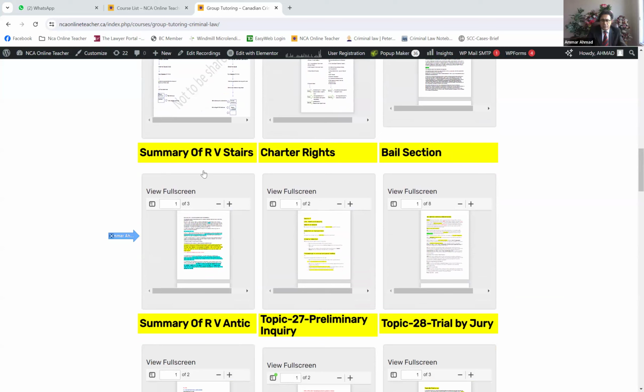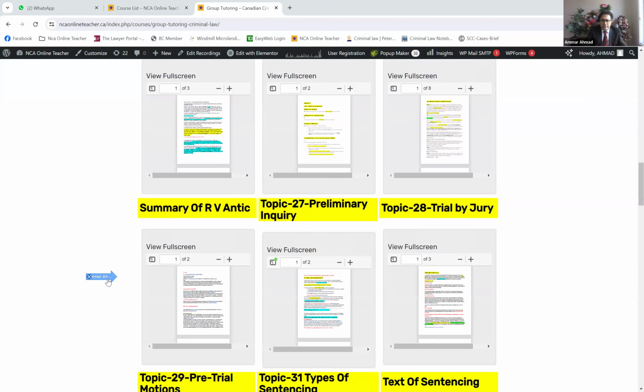This is the summary of R v. Stairs. These are Charter rights. This is the bail section. This is the case R v. Antic, a case used for the bail section.